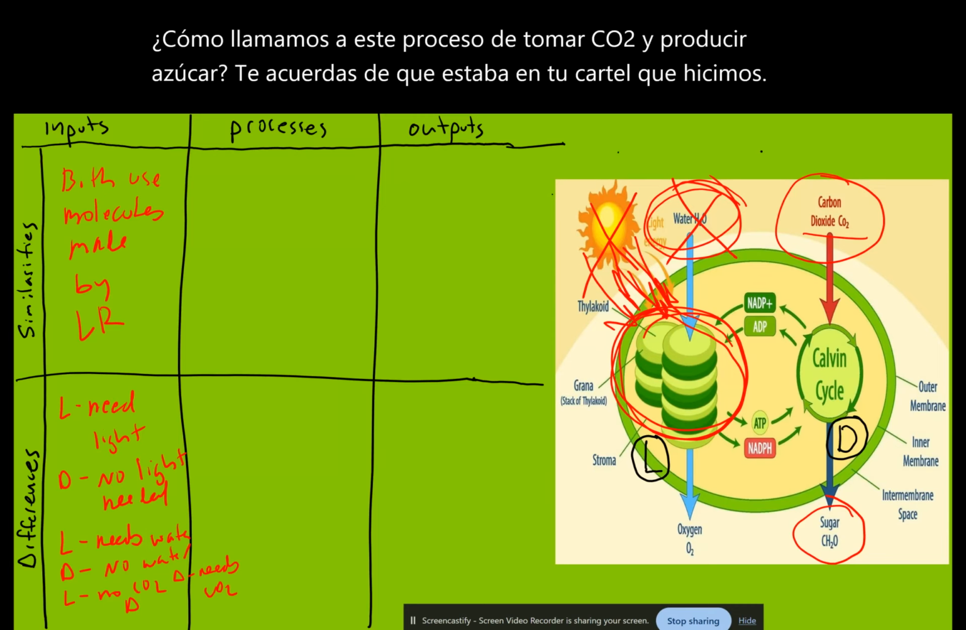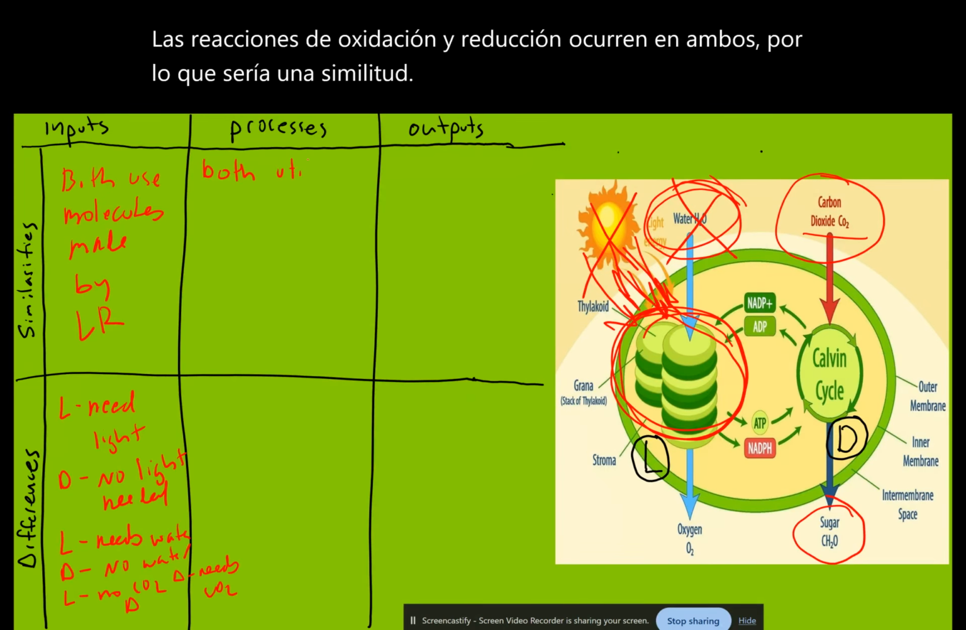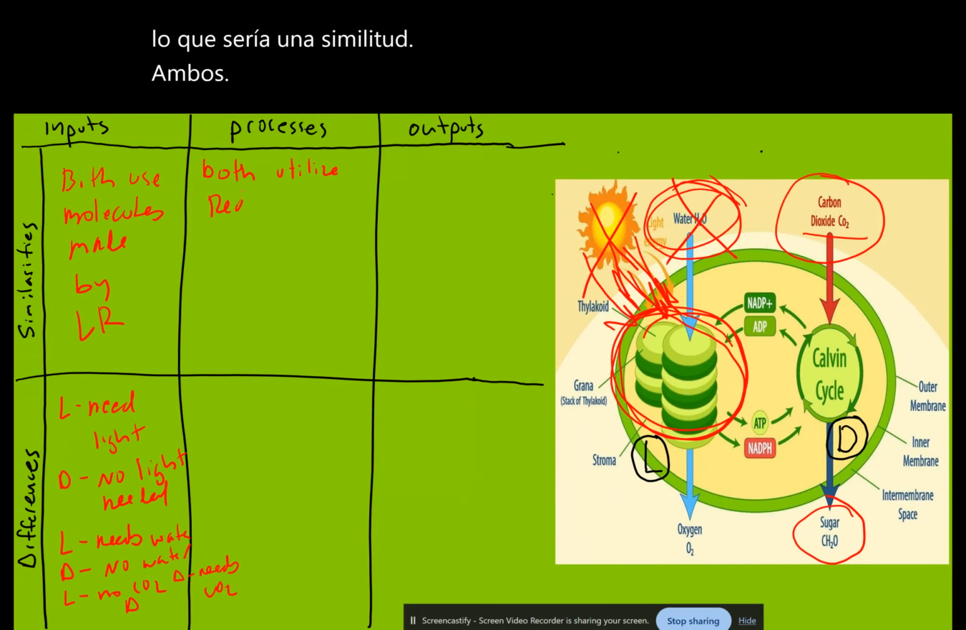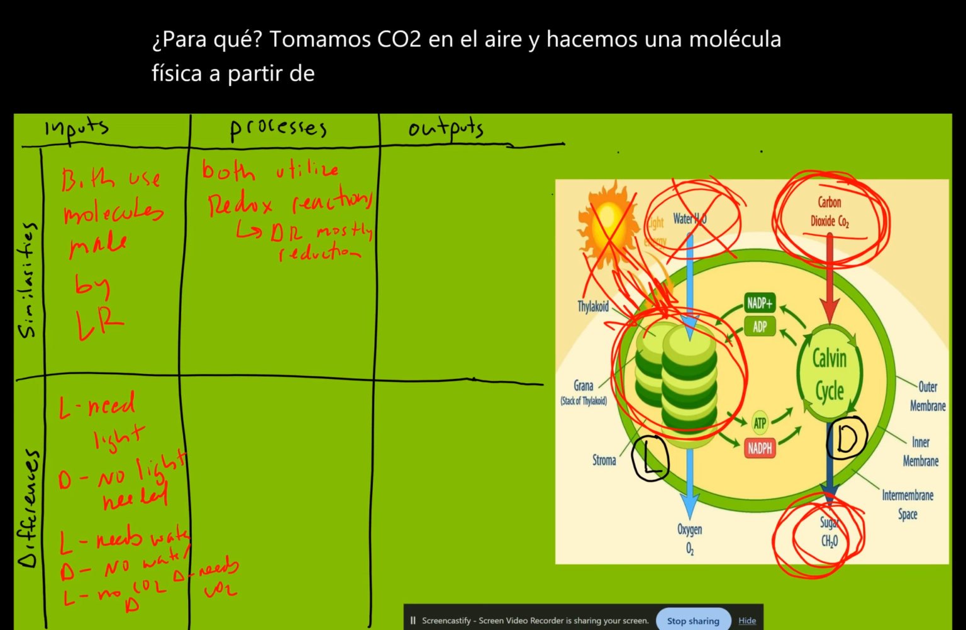Well, oxidation and reduction reactions do occur in both, so that would be a similarity. Both. The dark reactions, mostly reduction. But when you take CO2 in the air and make a physical molecule out of it, that's the heart of what's happening in the Calvin cycle.